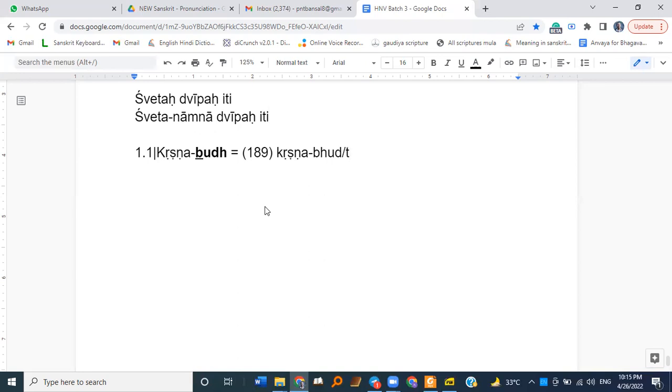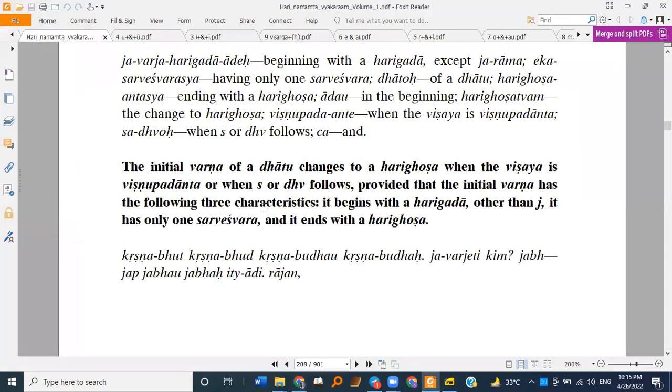Prabhuji, here this the Javarja Harikadadi Reka Sarveshwarasya Dhatur Harikoshan Tasyado Vishnu Padante. So what that Vishnu Padanta refers to here? Javarja Harikadadi Reka Sarveshwarasya Dhatur Harikoshan Tasyado Harikoshatham Vishnu Padante.